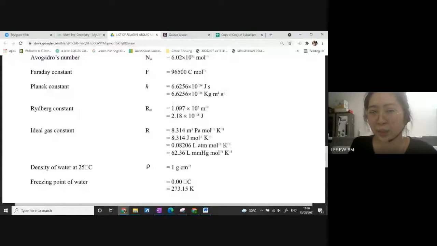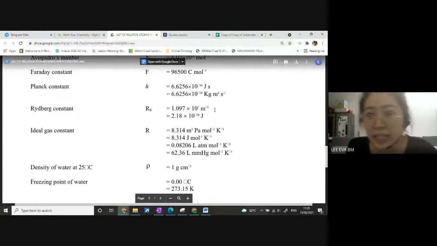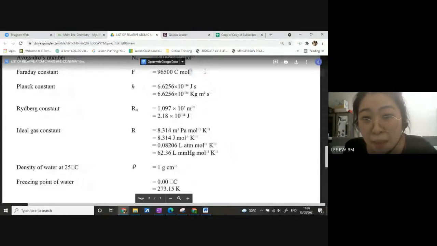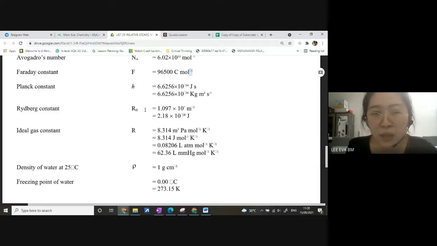One is 1.097 times 10 to the power of 7, which is in the unit per metre. The second value is 2.18 times 10 to the power of negative 18 joule. Where there are small boxes here, that is the negative sign, so you can fill it in yourself after you print it out. The second value for the Rydberg constant is 2.18 times 10 to the power of negative 18. The difference is the unit. So you see here, for the Rydberg constant we have two values and two units.